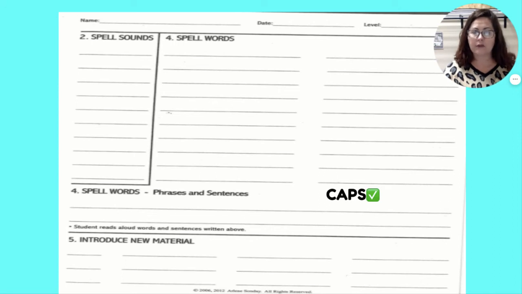I'm going to model the first sentence with you. So, ready? Place the white mice back in the cage. You'll repeat, place the white mice back in the cage. Then you're going to tap it out. Place the white mice back in the cage.